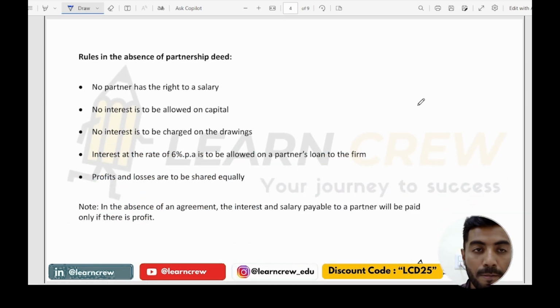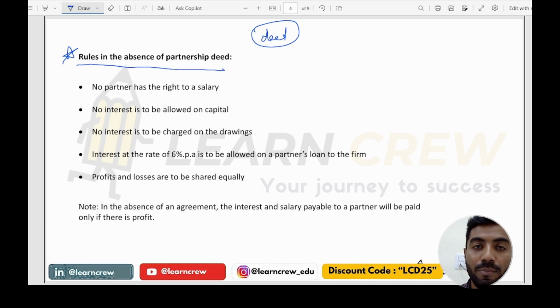Then, rules in absence of partnership deed. Again, this is important. Every partnership firm needs to have a partnership deed. The deed will have all the terms and conditions on which the business is to be carried on. Now, if the partnership deed is not available, these are the assumptions which need to be taken.